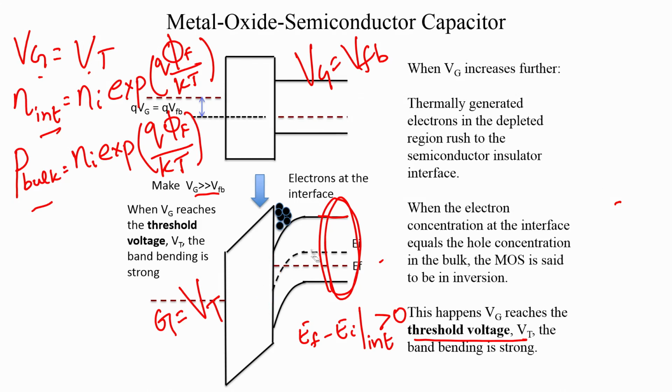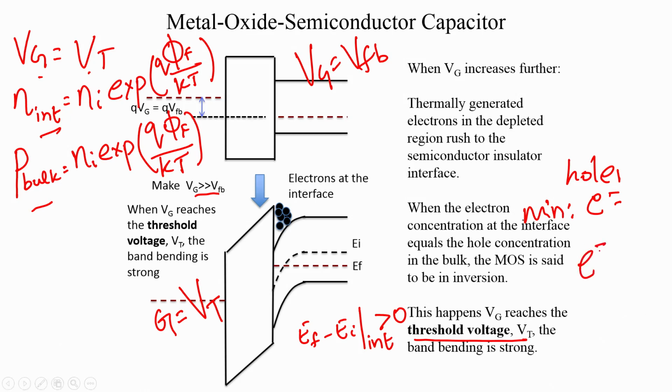Here we have a p type semiconductor, therefore, the majority carriers are the holes, the minority carriers are the electrons. So, when the minority carrier concentration at the interface, which means the electron concentration at the interface, matches the hole concentration in the bulk, then you say that Vg is equal to Vt. I hope this is clear.